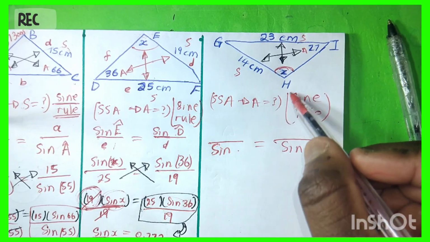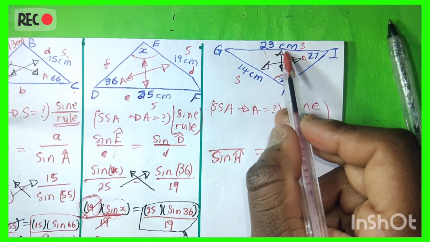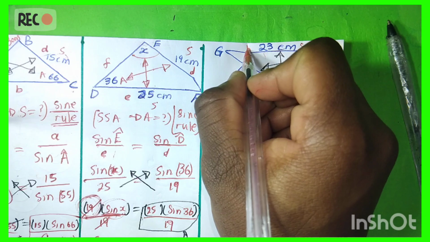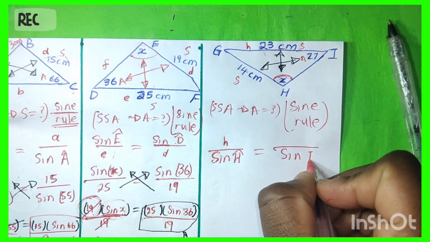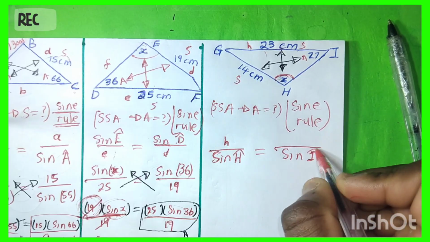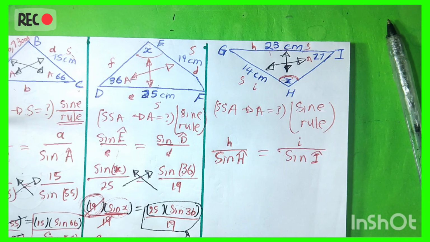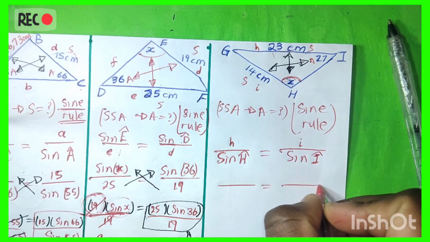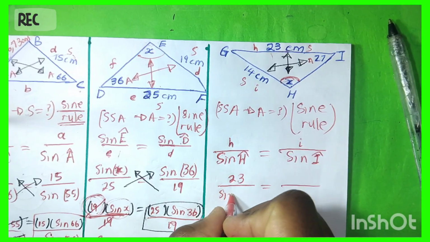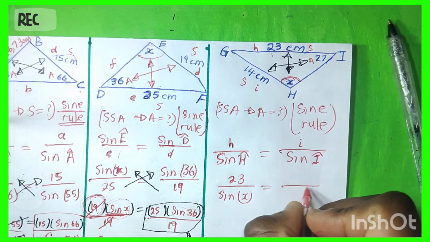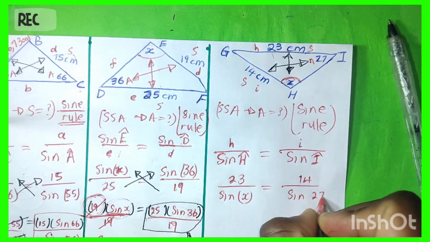So here I'm referring to this angle, which is angle H. The side which is opposite H, you will name it as a small h there, like small h. And here I'm referring to that angle I, and the side which is opposite from I will be small i there, small i. Do you see? So now let's substitute that in this equation. Here it's 20, 23, and sine x there. Then coming from this one, our i there is 14, which is, say, sine 27.